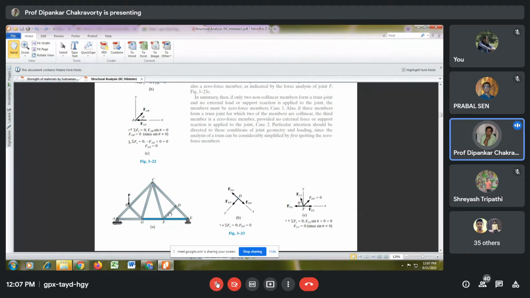If CF is really a zero force member, establish why. Sir, the vertical component cannot be balanced. Exactly, that is the answer.